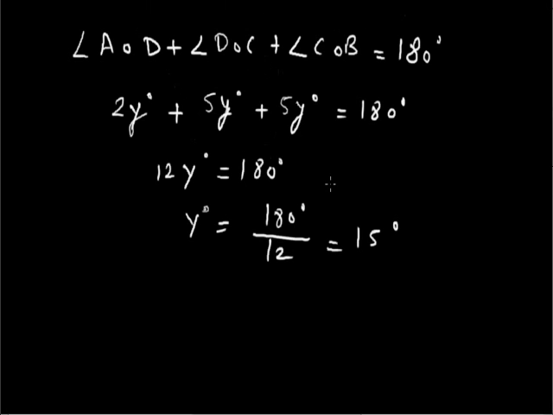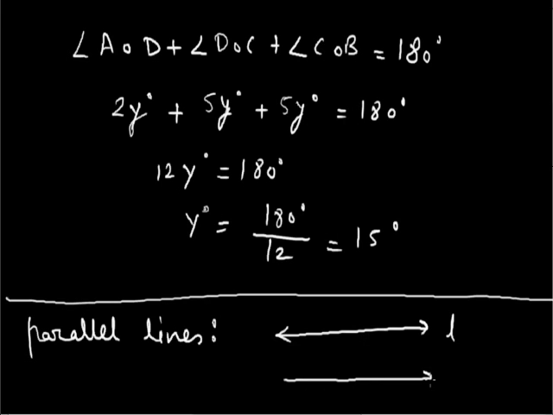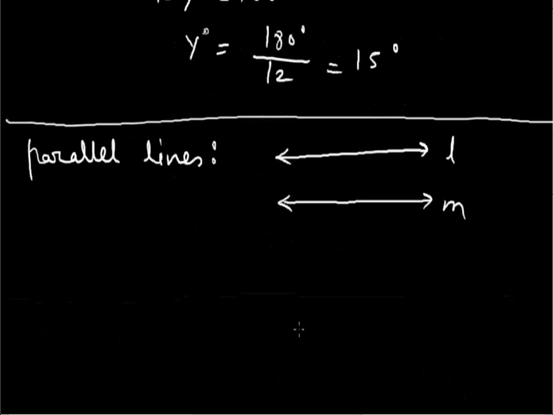Now we'll see some more concepts of lines and angles. First of all, let us see what are parallel lines. Two lines L and M in the same plane are said to be parallel if they do not intersect when produced infinitely on both the sides.